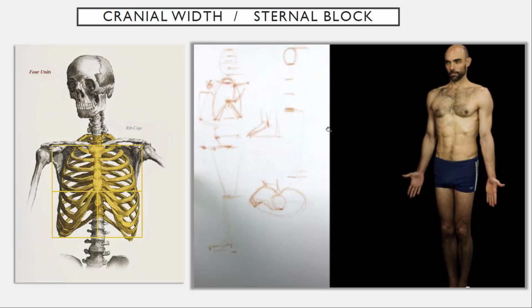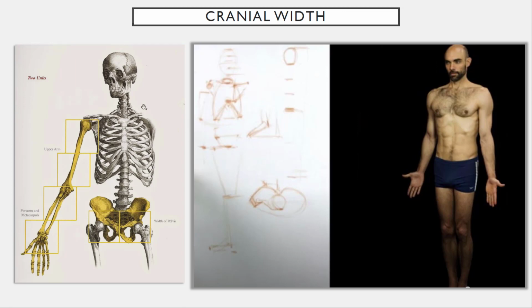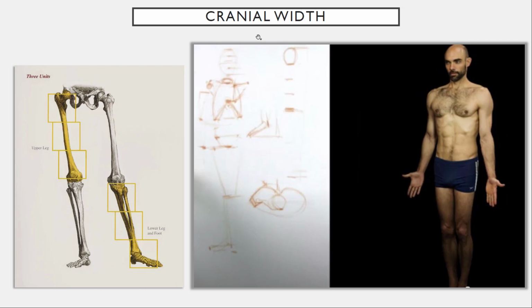Okay, so something to think about. This whole area is the sternal block. It's not really a block, it's more of an egg shape, but you might be able to see that this square here and this square here and this square could be broken down into even proportions in the rib cage area. And then you can see how you can apply that measurement throughout the body, not just the arm, but the leg too.